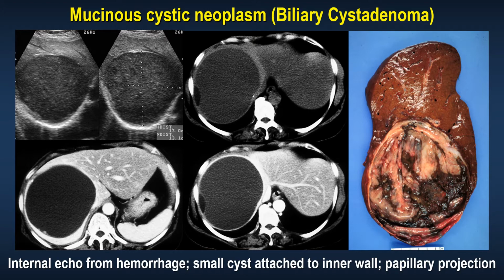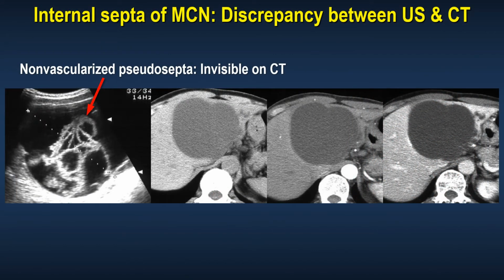MCN was also called biliary cystadenoma in the past. Currently, this term is not recommended. This is a case where echogenic material accompanied by hemorrhage was seen on ultrasound. CT shows small cysts and papillary projections on the inner wall. In this case, internal septa were visible on ultrasound but not on CT. Non-enhancing septation, as in this case, is thought to be non-vascularized pseudoseptation.